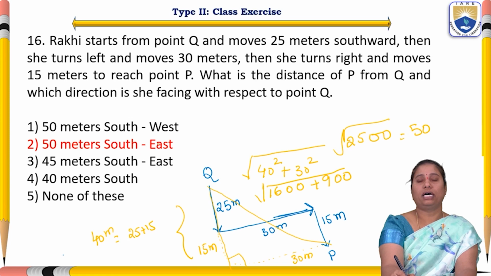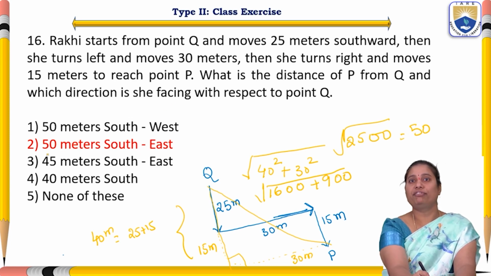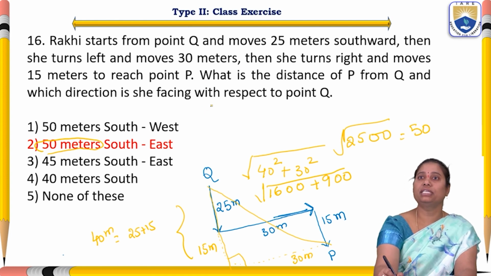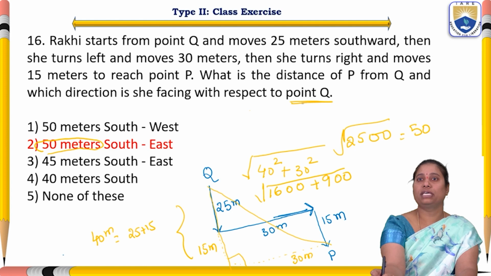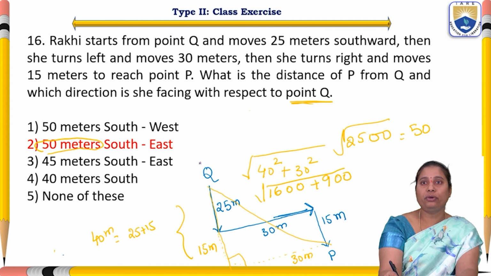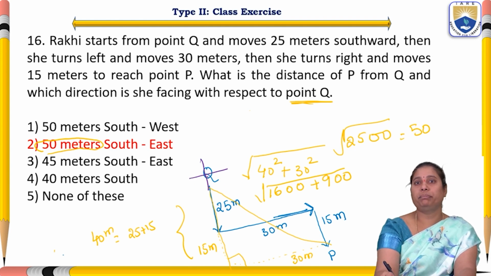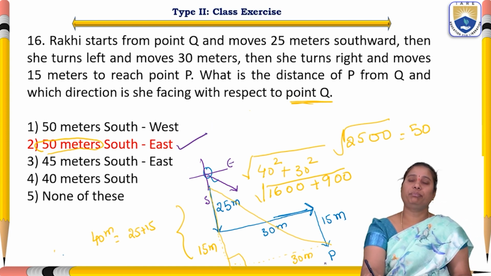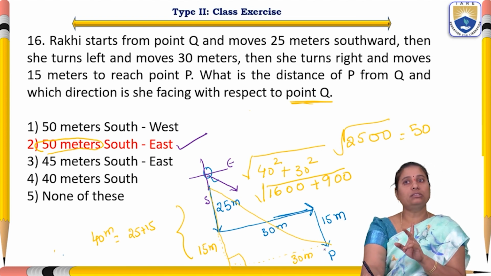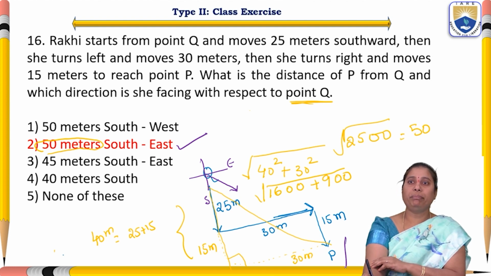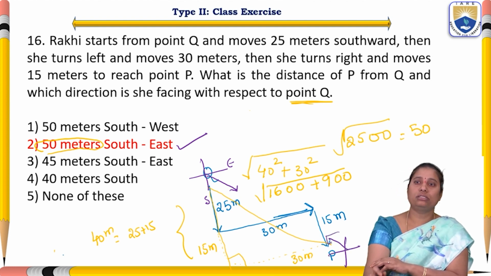That is 50 meters. And they also asked which direction she is facing with respect to point Q. So from Q we draw this plus symbol, and P is between south and east, which means the southeast direction. So the distance from P to Q is 50 meters, and from Q, P is in the southeast direction. From P, Q is in the northwest direction.